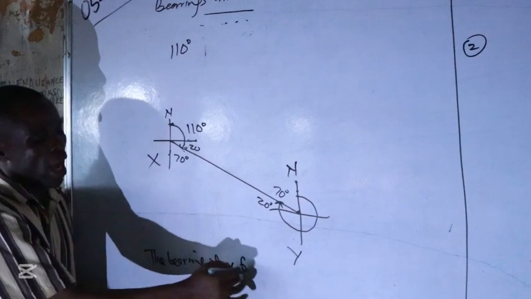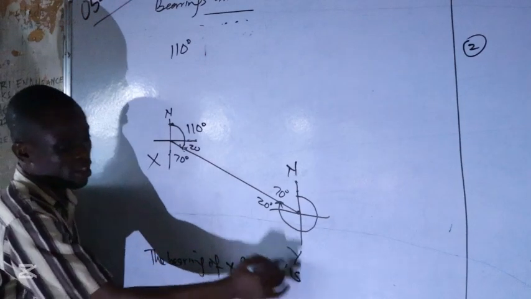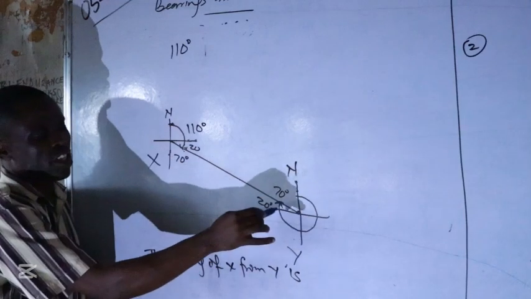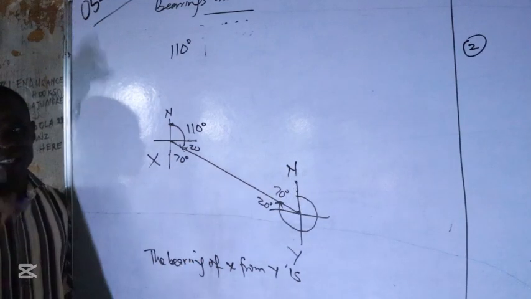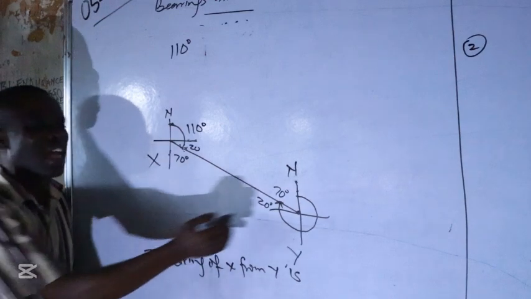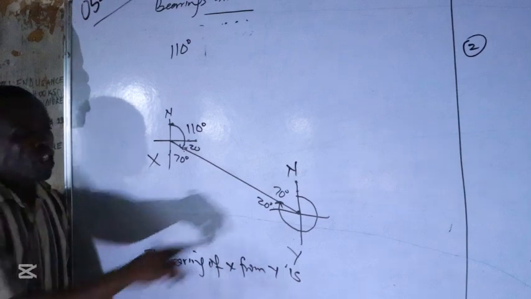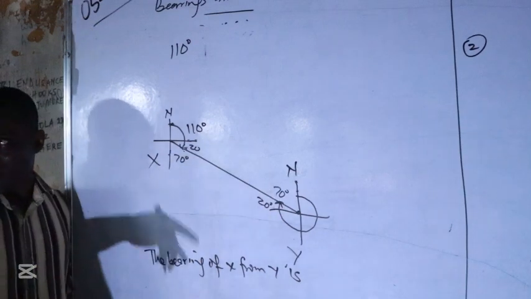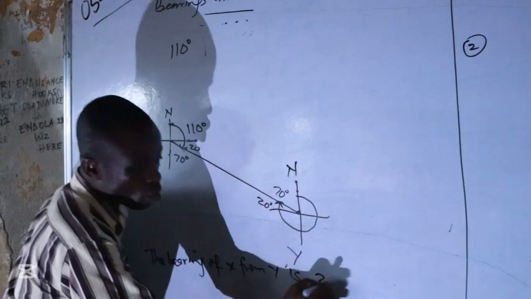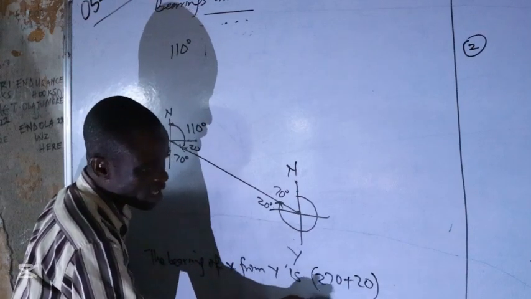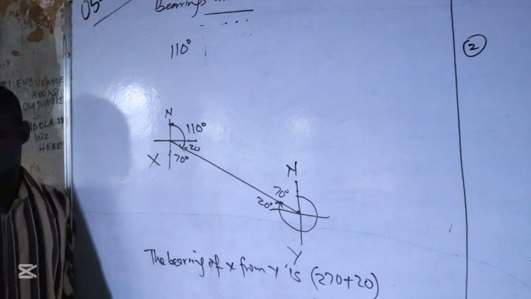x from y is, if I want to get the bearing of x from y, it's going to be 270 plus. You can now see the movement that I did not stop on that 270. I stop on the line that connects the 2 points together, which is 270 plus 20. So it is now 270 plus 20, and the answer is now 290 degrees. Are you with me now?